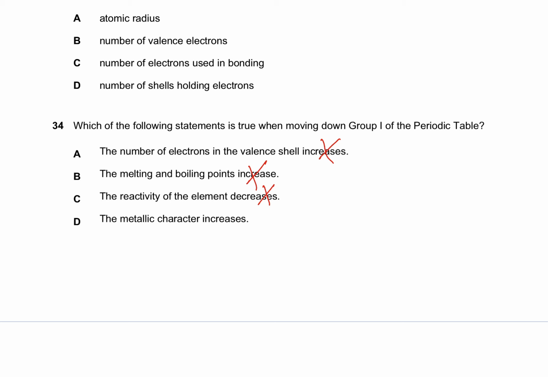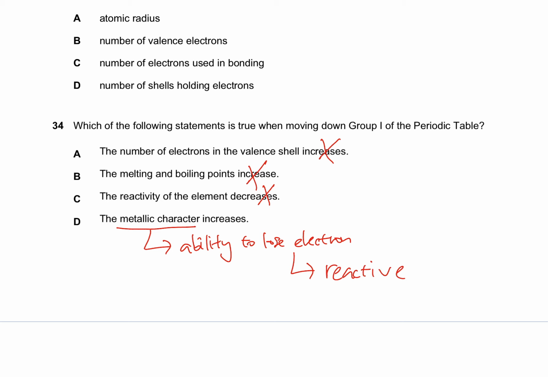So then we come to the point about metallic character. Metallic character, I hope you write it down, is the ability to lose electrons. So the ability to lose electrons increases down group 1. That is true because if I can lose electrons faster, I am more reactive. So therefore the answer here is D.